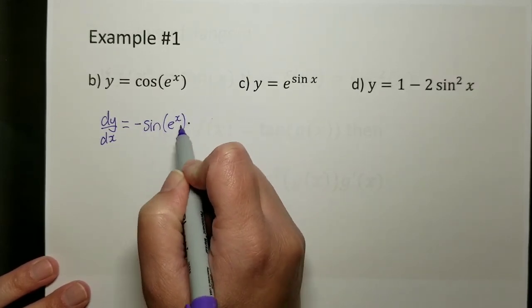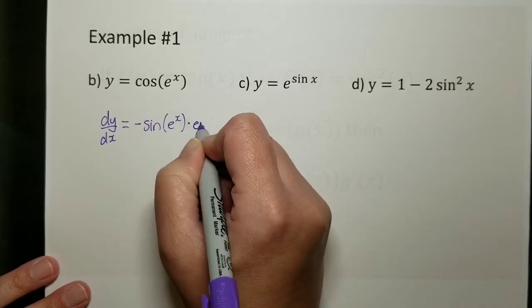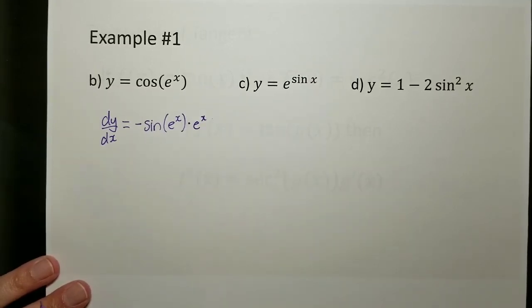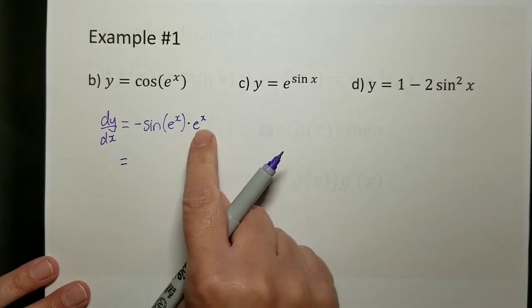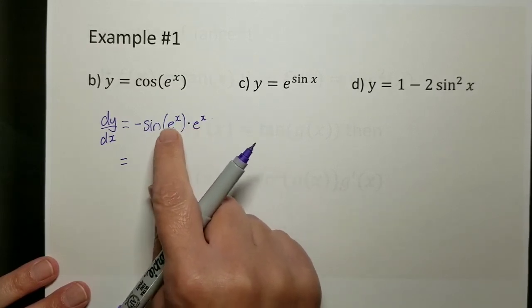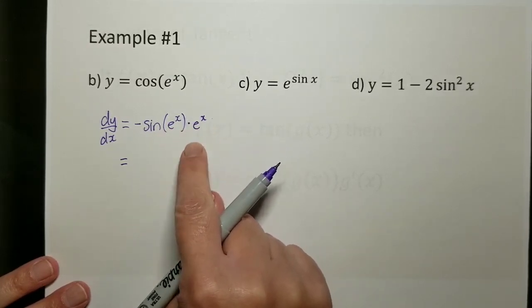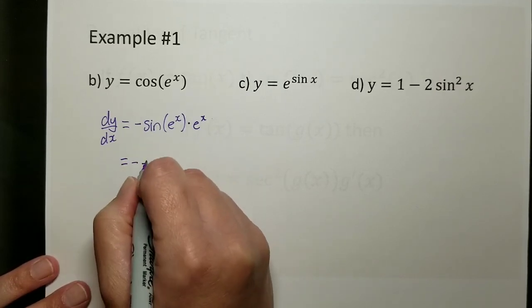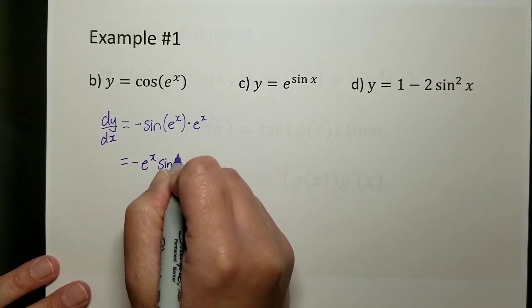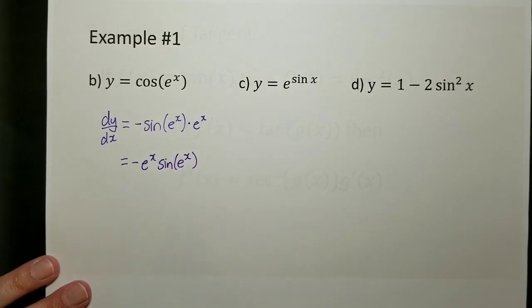So what's the derivative of e to the x? That's that funny function that has itself as its own derivative. And now I really don't want to get these two mixed up. This is the angle, this is a coefficient. So I'm going to bump that coefficient part out front. So negative e to the x, sine of e to the x.